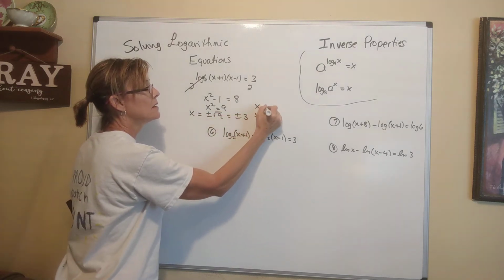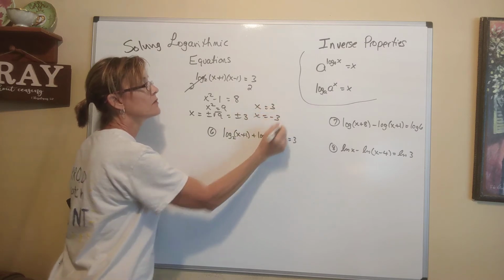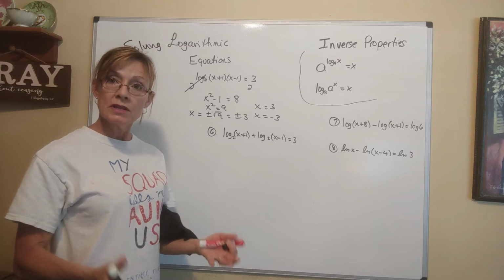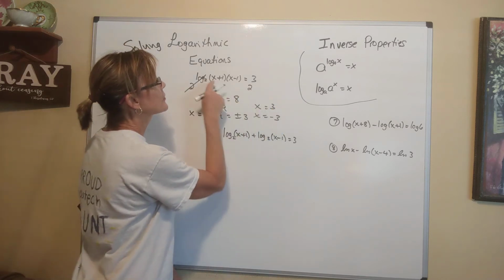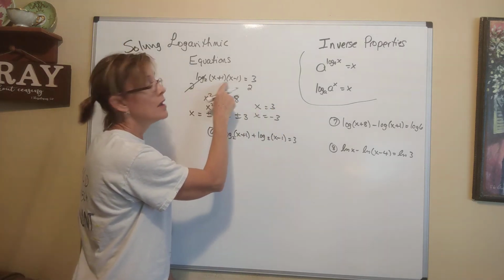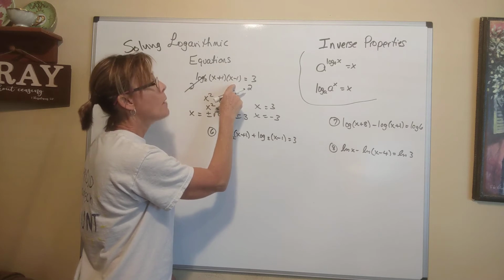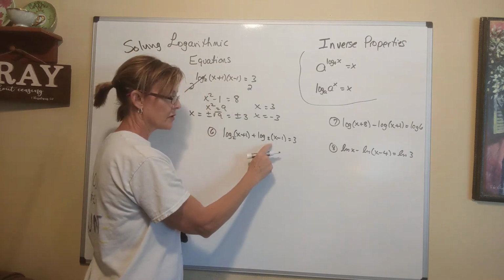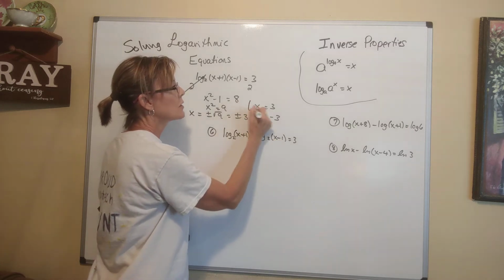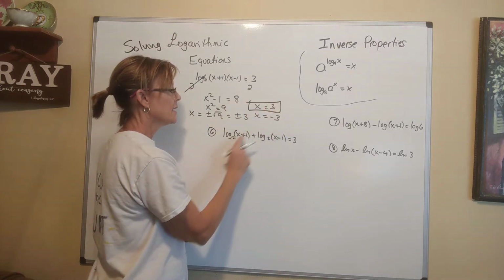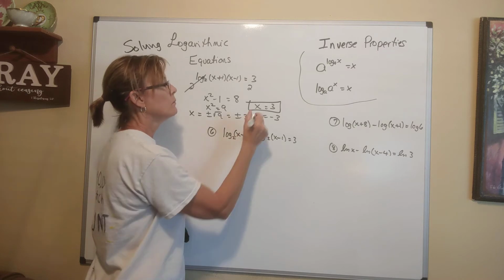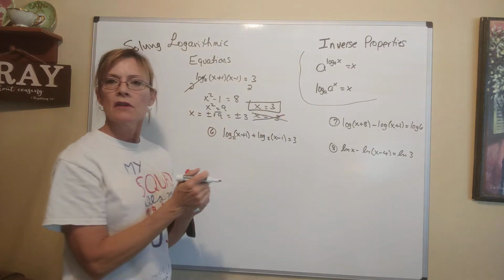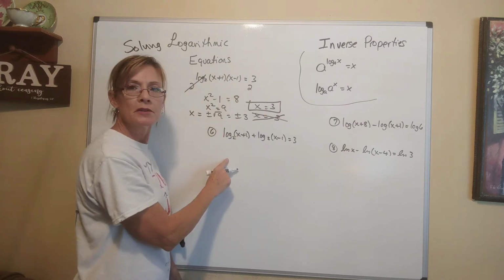X is 3 or x is negative 3. Now, since this was a logarithmic equation, I have to make sure this is in my domain. Put in 3. 3 plus 1, positive. 3 minus 1, oh wait, where's my original? Here it is. 3 plus 1, positive. 3 minus 1, positive. You are okay. Negative 3 plus 1, negative. The moment you find it's no good anywhere, you just reject it right off the bat. So we got one good answer for number 6.